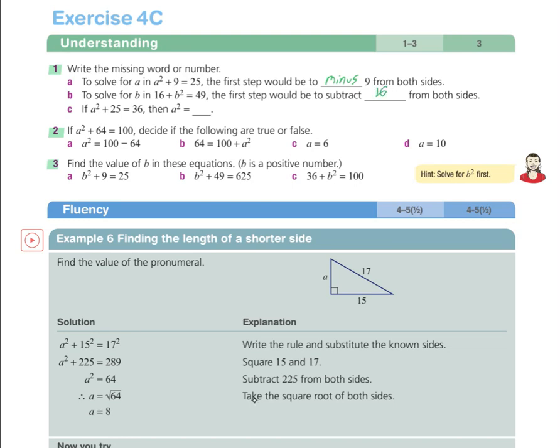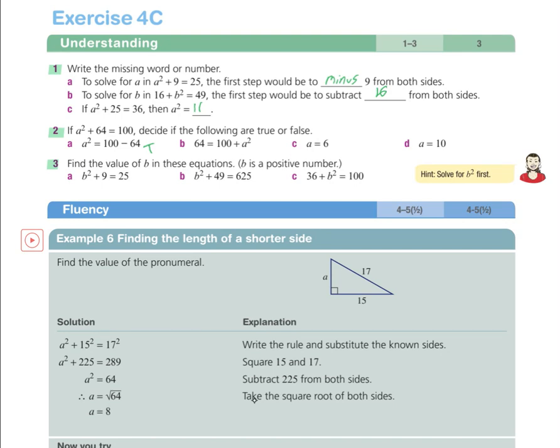If a squared plus 25 is 36, then a squared is going to be 35. Take 36, take 25, it's going to be 11. Okay, if a squared plus 64 is 100, let's see which are true or false. A squared equals 100 take 64. That will be true.